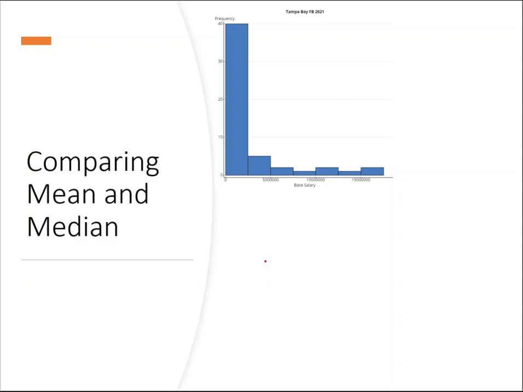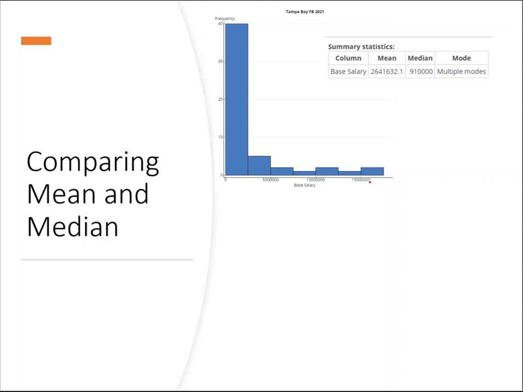Remember, we said that in our salary example, if we looked simply at the histogram for the Tampa Bay football roster in 2021, we can clearly describe this distribution as being skewed right. We see that we have an awful lot of data by the height of this bar here. An awful lot of data is occurring in the first bar of our histogram, and then we are moving out with less and less data towards the tail.